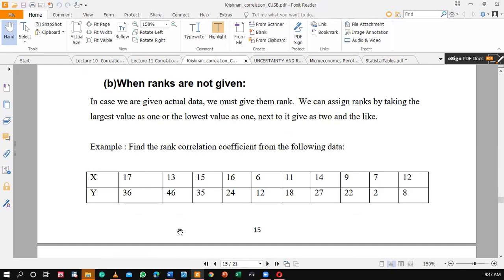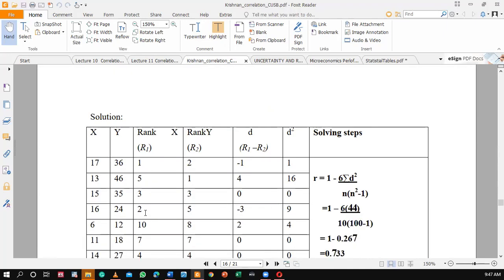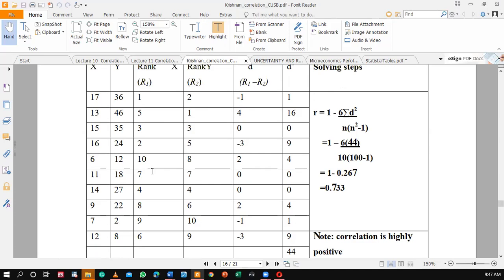This paper uses the descending order. If you are using descending order, then for X, 17 is the highest number, so 17 will be rank 1. The next highest number is 16, so 16 becomes the second rank. The next one is 15, the third rank. The next one is, I think, 14, which becomes the fourth rank. Then 13 becomes the fifth rank. So you do it for all the observations of X.